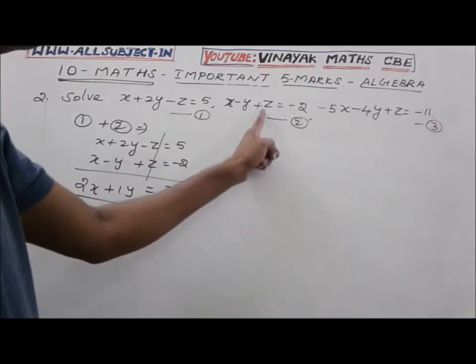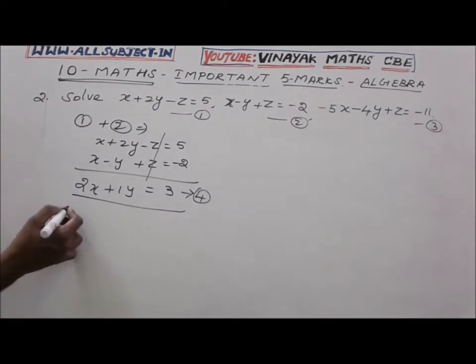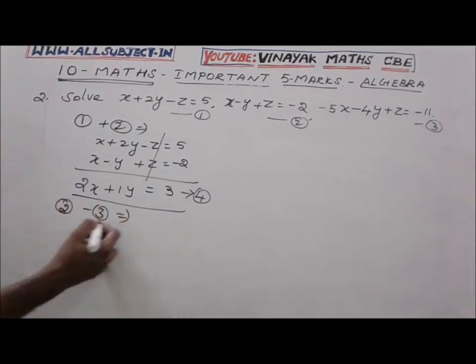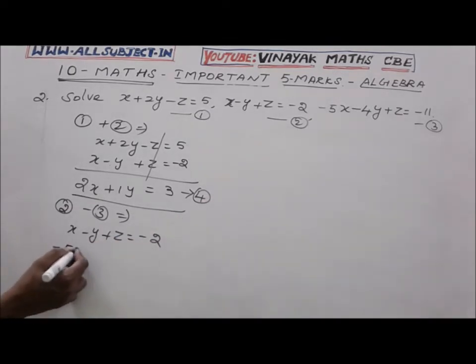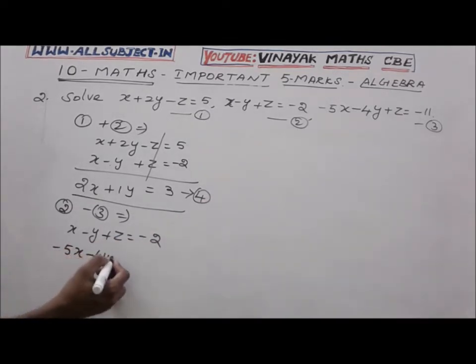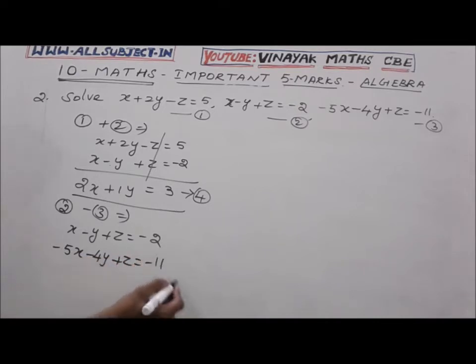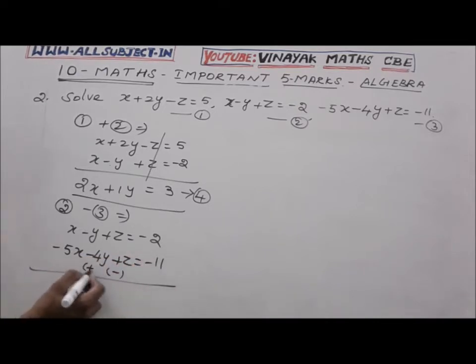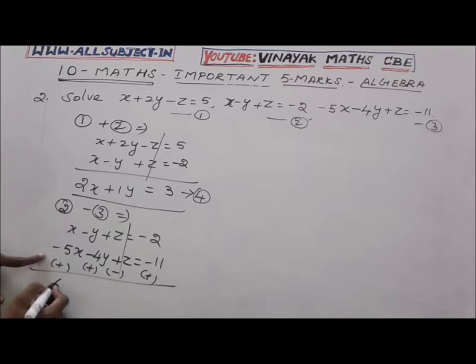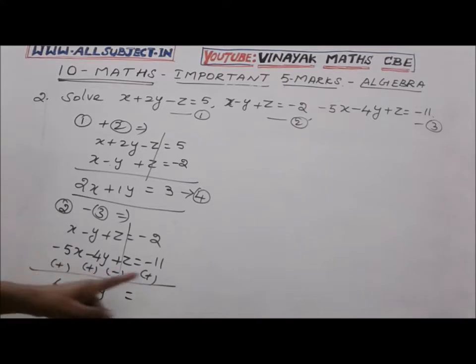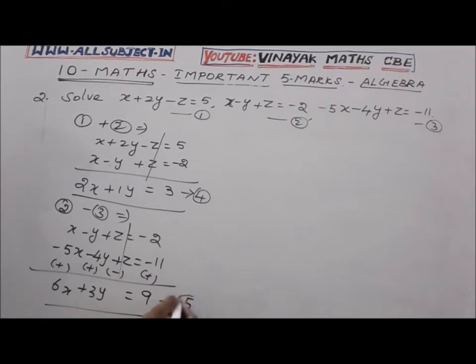And then look at 2 and 3. Subtracting 2 and 3, we can eliminate z. So 2 minus 3 implies: equation 2 is x minus y plus z equal to minus 2, and the third equation is minus 5x minus 4y plus z equal to minus 11. Now subtracting, z is eliminated again. Here 6x plus 3y equal to 9. This is equation number 5.